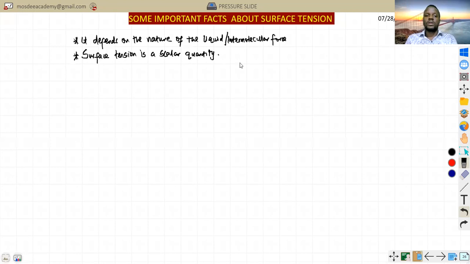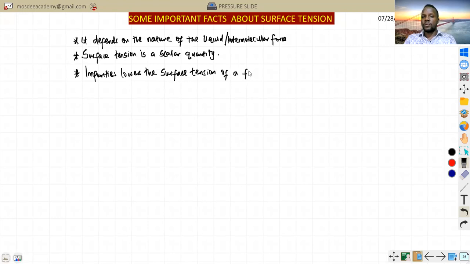Another thing we can also keep down on this note is impurities. Impurities lower, or you can say decrease, the surface tension of a liquid. Please be careful about that. So that is another important fact I believe we need to keep at the back of our mind: impurities lower the surface tension of a fluid.